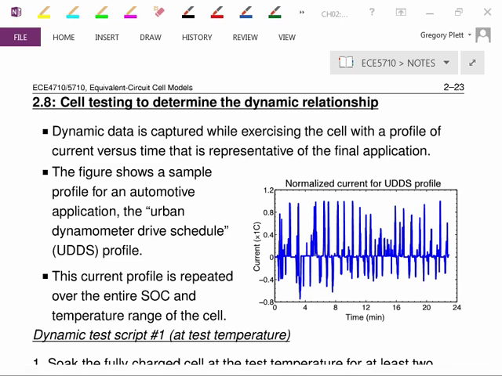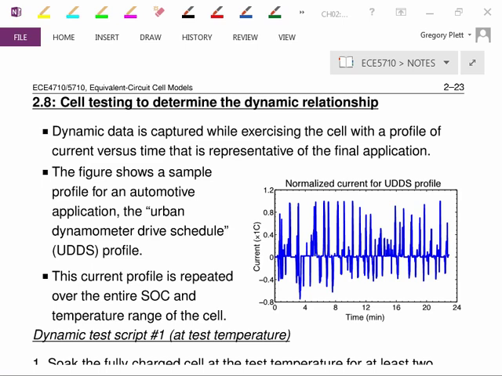Now that we have determined the static parts of the cell model, the coulombic efficiency, the capacity, the open circuit voltage curves, we are interested in being able to find the parameters that will give us the dynamic parts of the model. So we need the resistances, the time constants, we need the hysteresis values, and so forth. In order to compute these values, we again need to perform some cell tests to collect data.